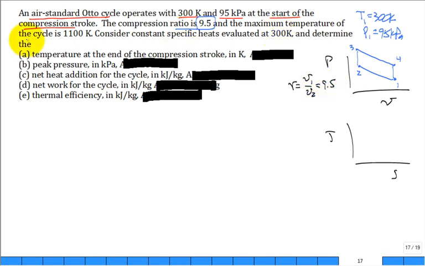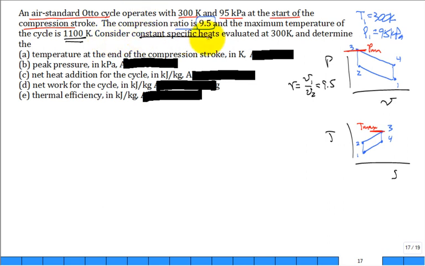The maximum temperature of the cycle is 1100. Maybe that's why I should have sketched that temperature entropy. You go at state 1 up to state 2. Then you go up to state 3. Then down to state 4. And then over back to state 1. We did that previously. So think about this. Where do I find my maximum pressure? Where do I find my maximum temperature? Both maximums are at state 3. All right, so they just told me what T3 is. T3 is 1100. Consider constant specific heats.